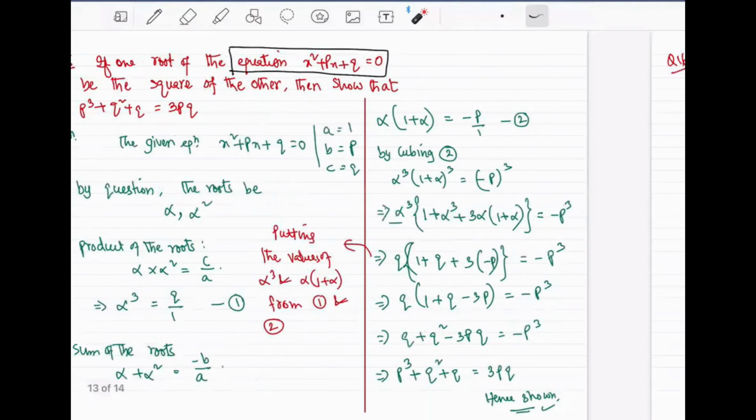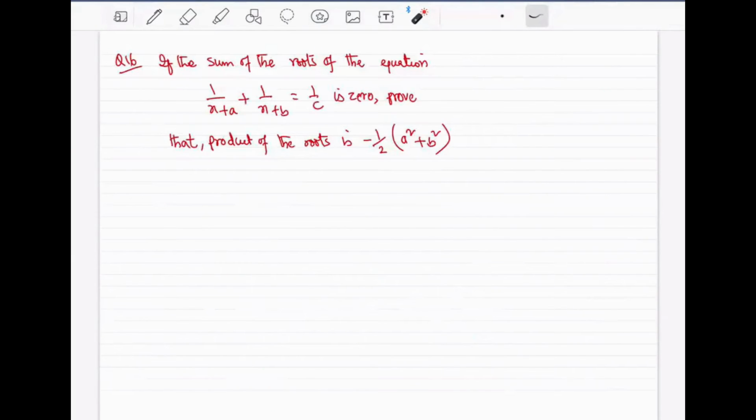Okay, now let's do the last question from your textbook, exercise 5.1. This is another very important question that has already been asked in your board exam. So here, if the sum of the roots of the equation, an equation is given like this, is 0, prove that product of the roots is this, minus half alpha square plus beta square. Okay, does this look like a quadratic equation? It's a quadratic equation, all right.